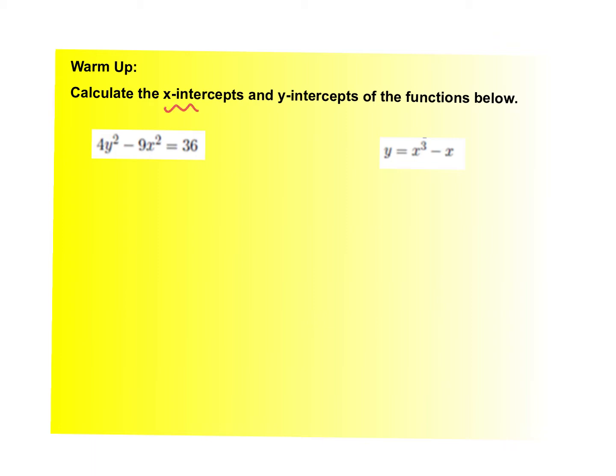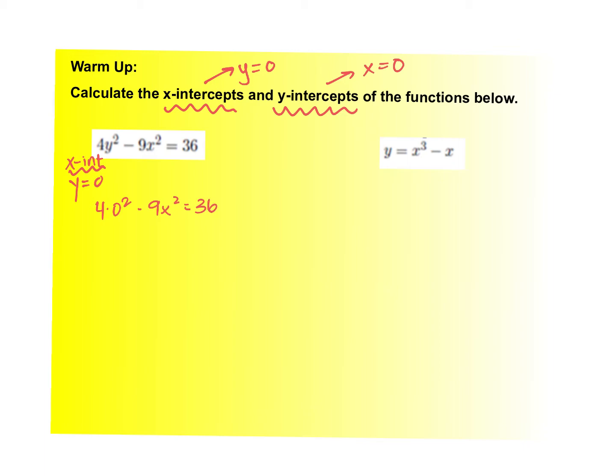One important thing to remind ourselves is that with x-intercepts, the y-coordinate is always going to be equal to 0, and for the y-intercepts, the x-coordinate will always be equal to 0. So if I look at this function on the left, first I'm going to plug in y is equal to 0, and that's going to help me find my x-intercepts. So into my equation, I'm going to plug in 0 for y. I'm going to get 4 times 0 squared minus 9x squared is equal to 36.